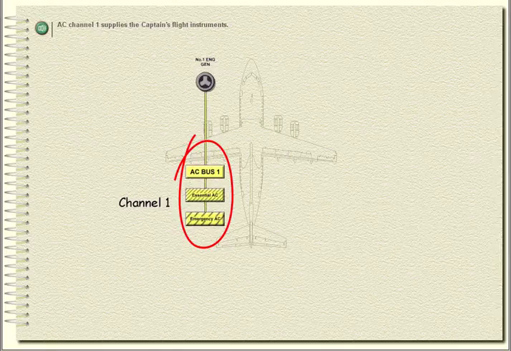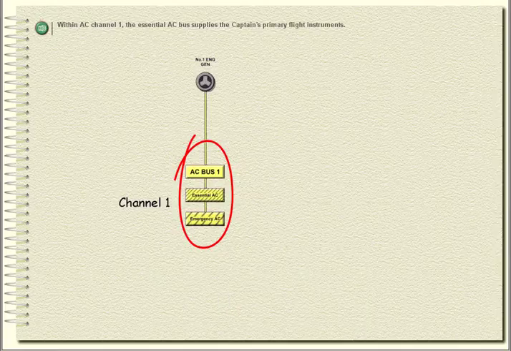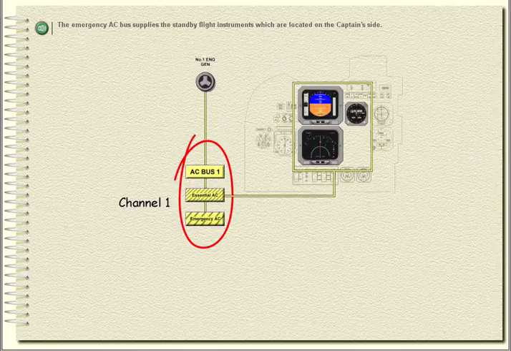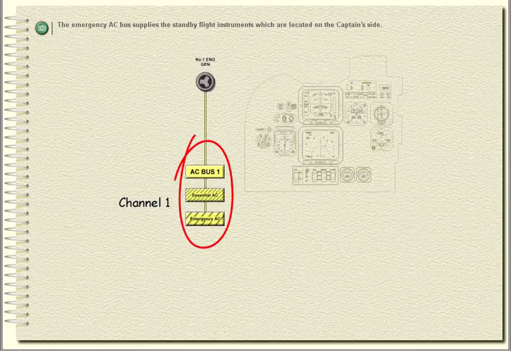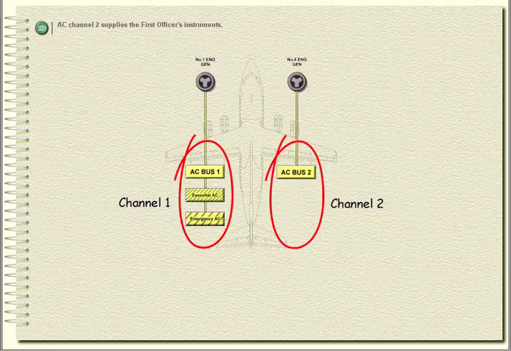AC channel 1 supplies the captain's flight instruments. Within AC channel 1, the essential AC bus supplies the captain's primary flight instruments. The emergency AC bus supplies the standby flight instruments, which are located on the captain's side. AC channel 2 supplies the first officer's instruments.